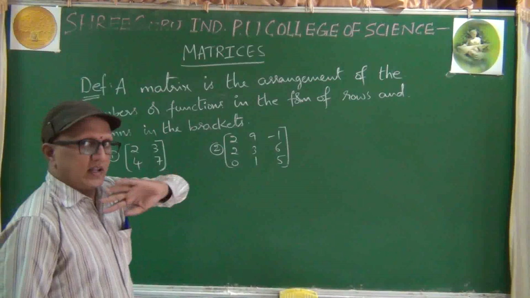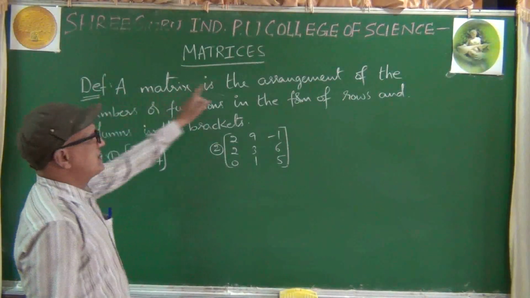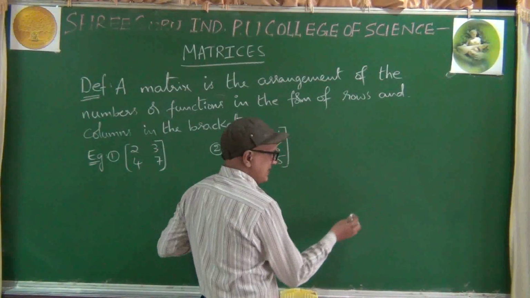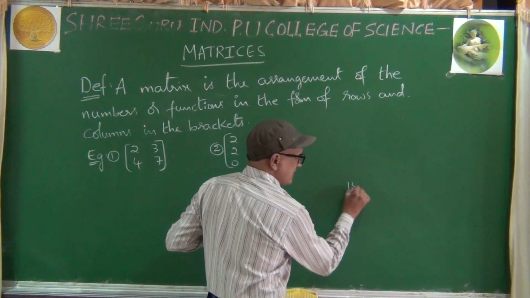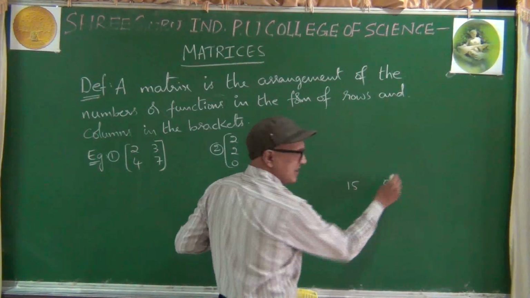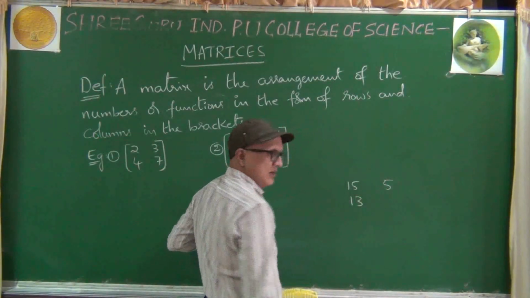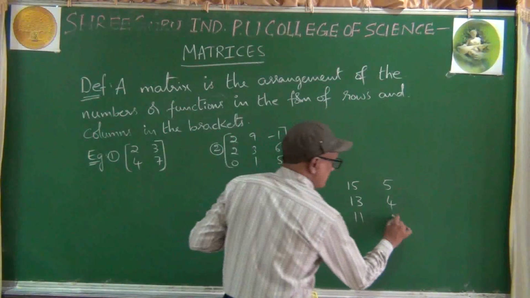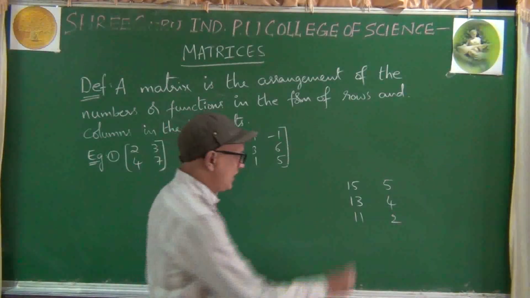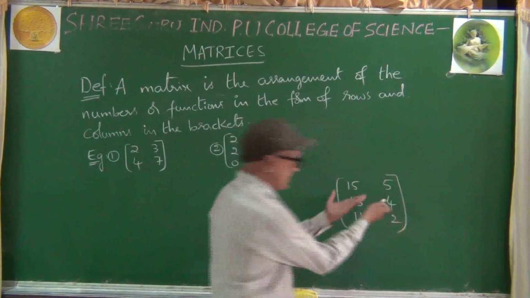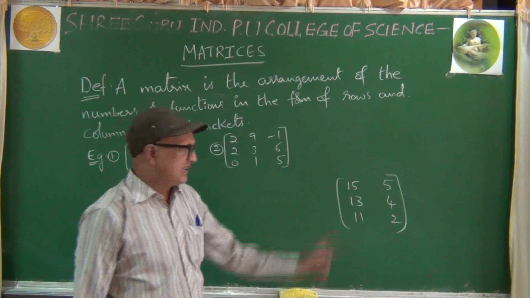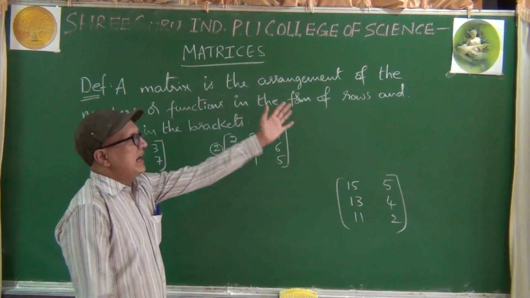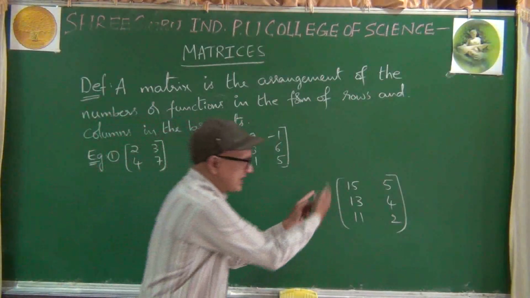Now let us see the definition again; now you will understand clearly. A matrix is the arrangement. Some time back I took an example, so let us see that example. Roughly I will write it once again. Notebooks: first person 15 and 5 pens; roll number 2, 13 notebooks and 4 pens; this person 11 books and 2 pens. I am going to write it in brackets. This itself is called a matrix. A matrix means an arrangement of numbers. We are arranging the numbers.